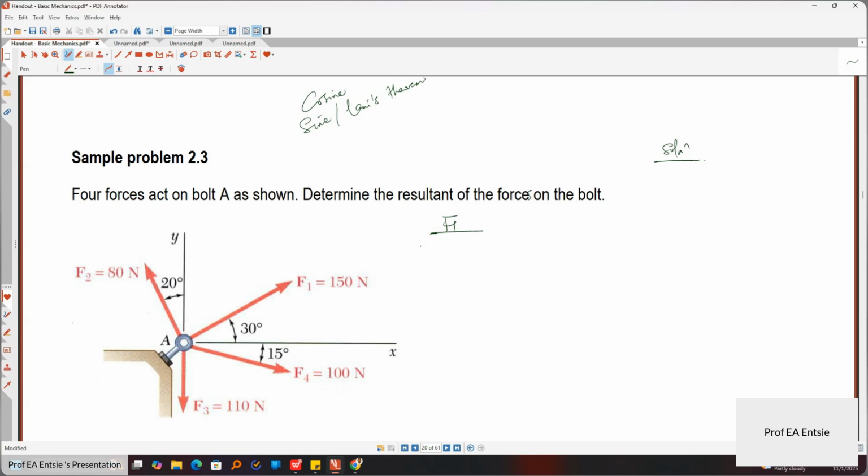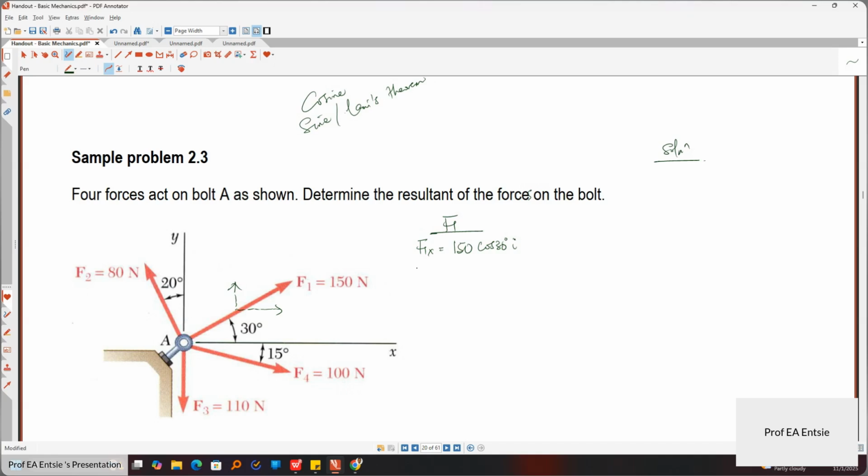F1, we know the angle that it makes with the x-axis is 30. So the x component of F1 will be F1x, which is 150 cos 30. And it's positive because if we check, this is how the alignment will be: it goes here and comes up to meet the resultant. So it's positive i.